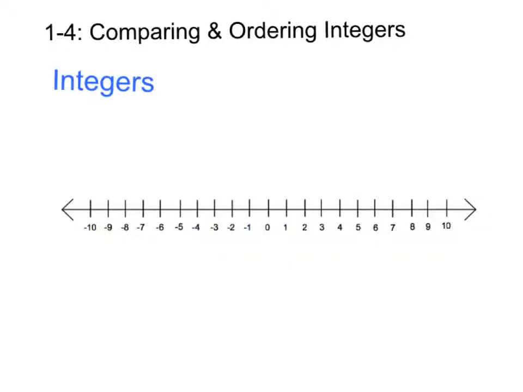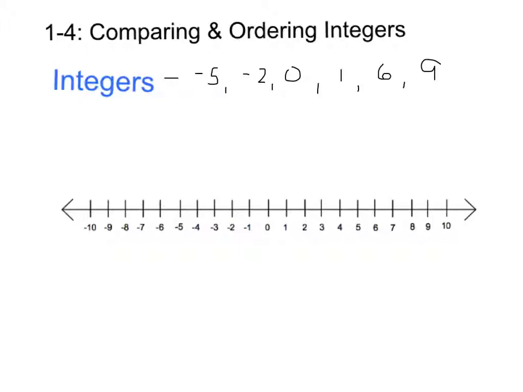In this video, we're going to take a look at how we compare and order integers. To begin with, it's important to understand what integers are. Integers are the set of all values beginning at negative infinity, but numbers like -5, -2, 0, 1, 6, 9, so on and so forth.